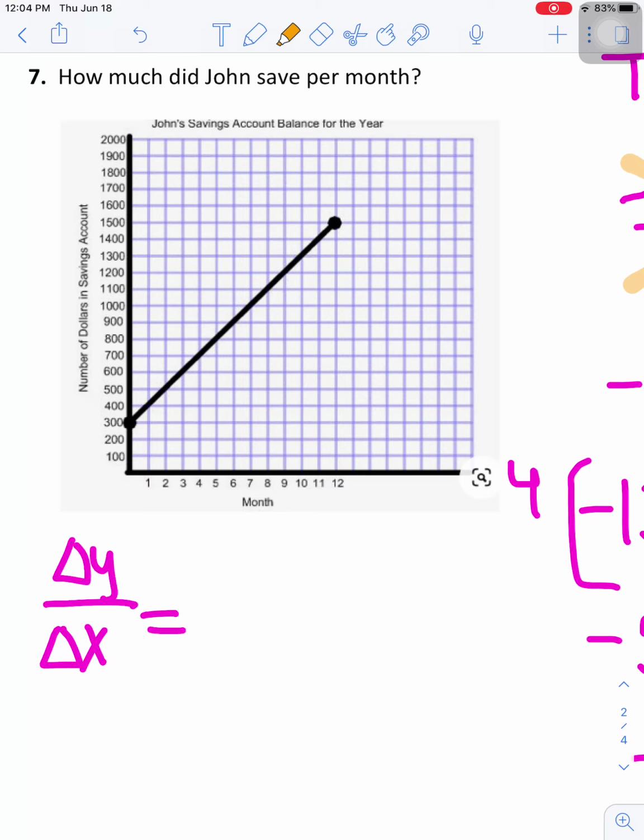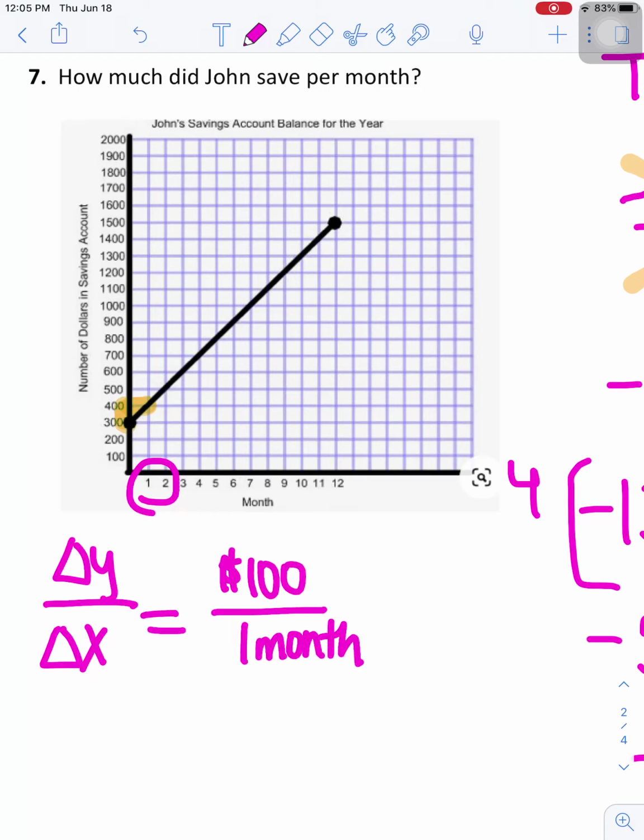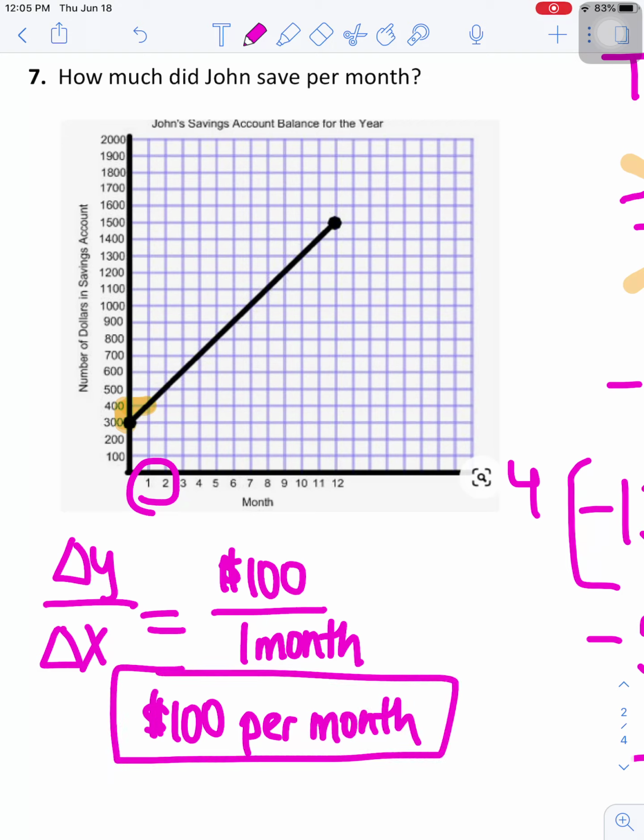So if you investigate how much it changed vertically for each month, if you look just between two of the little points here, we can see that between month 1 and month 2, there was an increase of $100 vertically. And if you look at the x-axis, there's a change of 1 month. So that means there is a change of $100 per month. And that is the slope, or the rate of change.